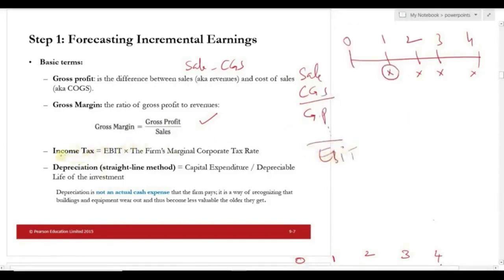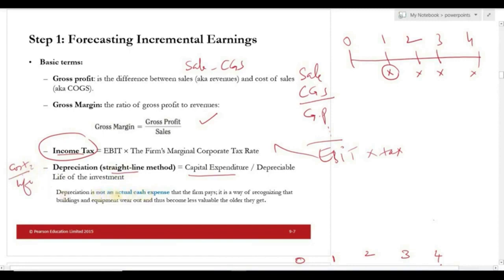EBIT. And how do we get income tax? Earnings before interest and tax multiplied by the tax rate, so you will get this income tax. And depreciation is capital expenditure divided by the depreciable life of the investment, and this is straight line. Remember, this is the cost of the asset divided by life. You get the depreciation expense for a particular year.